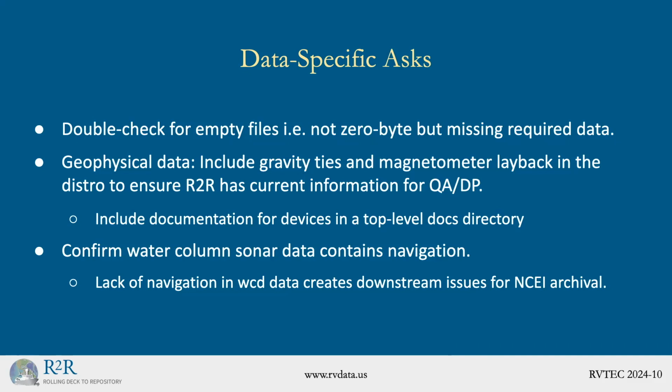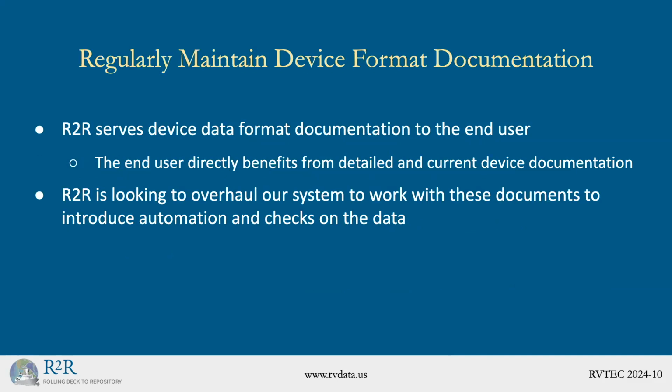The second bullet point, these are documentation specific asks. We can dive into more of these in the questions if you have questions about them, but we do want to see documentation around the gravity ties and the magnetometer layback, usually in that top level docs directory. We see that in a lot of distros. And then the last bullet point is also another 0-byte issue we sometimes see. Or it's a missing data issue in some of the files, where we don't see navigation. So we can talk more about that in the question section if you have any.